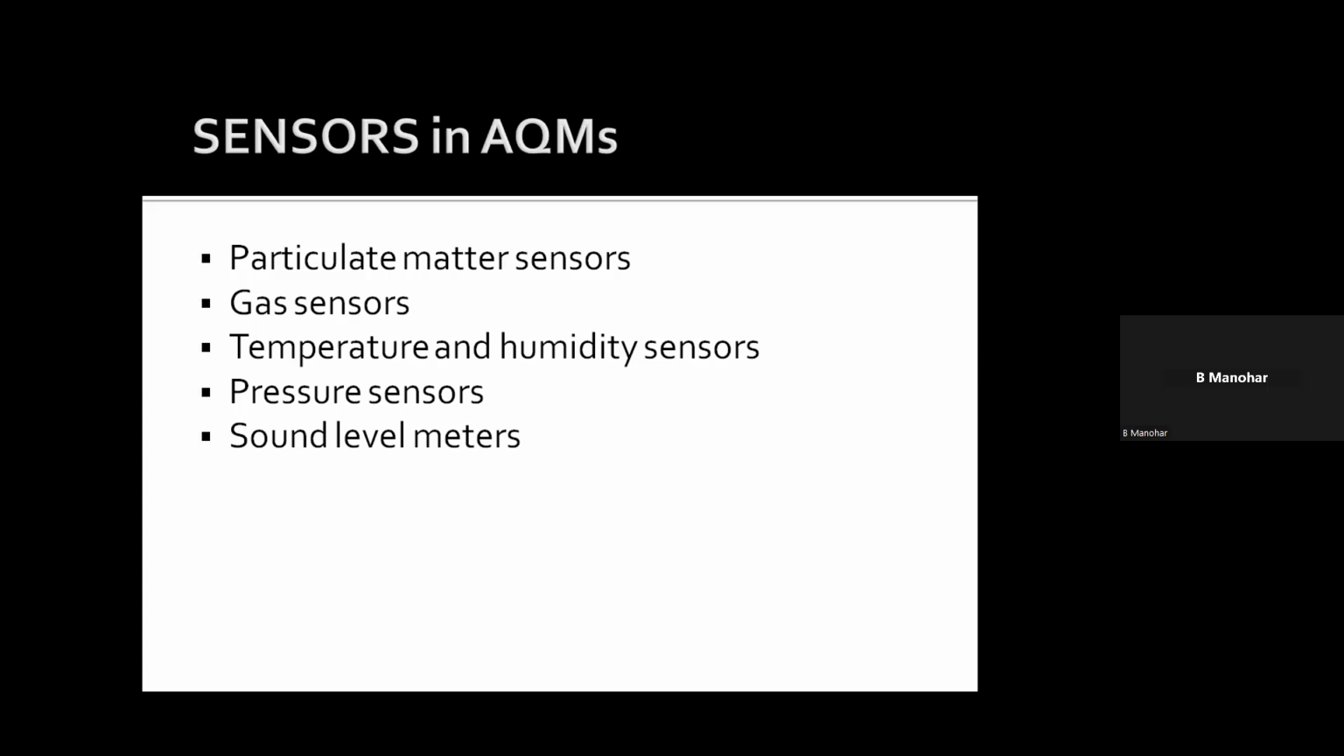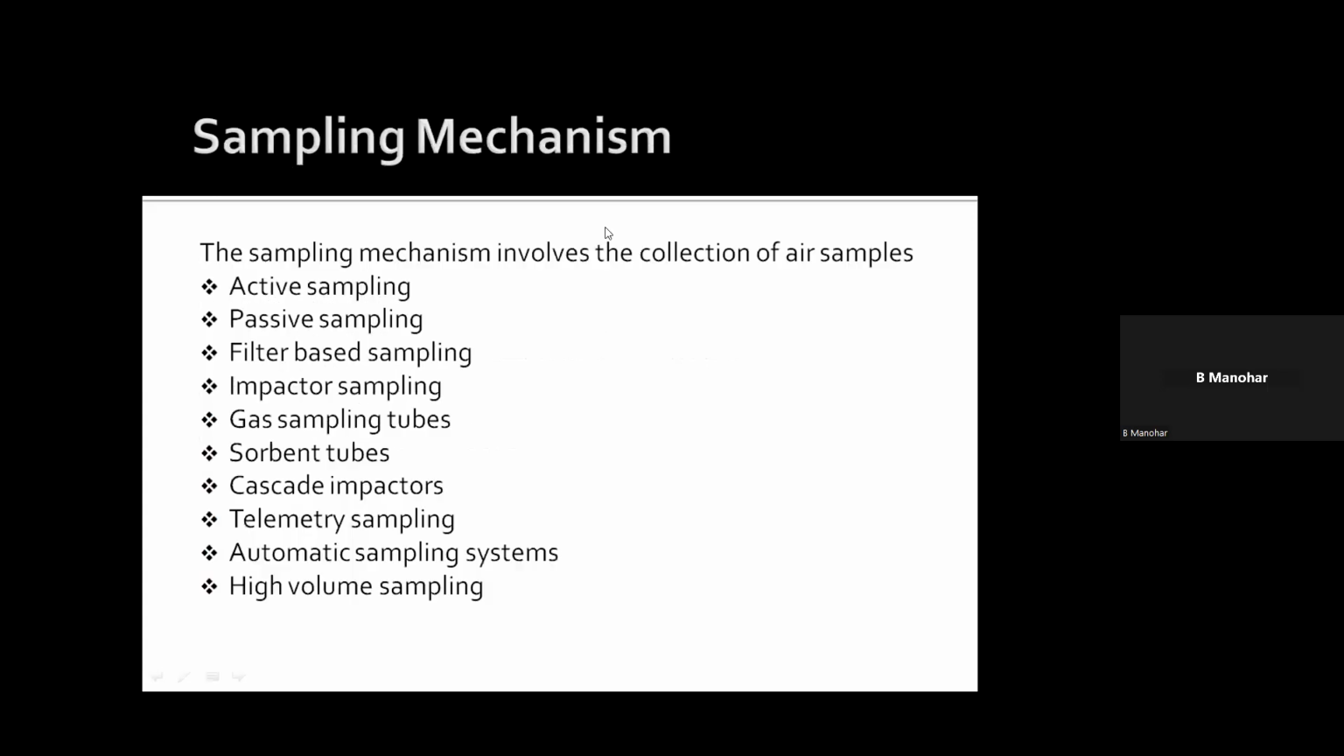Sound level meters enable us to know the sound levels or noise levels present in the environment, and we can conclude some industrial activities in that particular environment by using these sound level meters. All these sensors together can build the sensors portion of an air quality monitor, followed by the sampling mechanism.